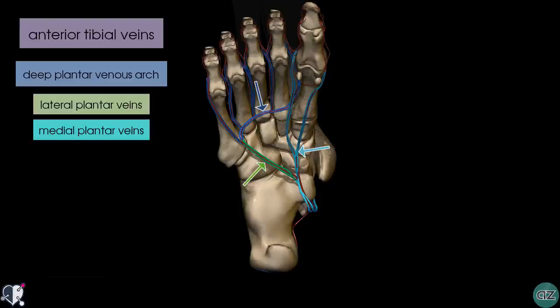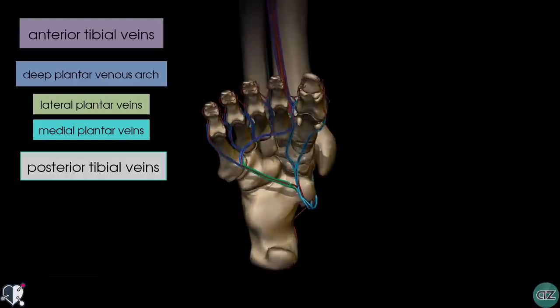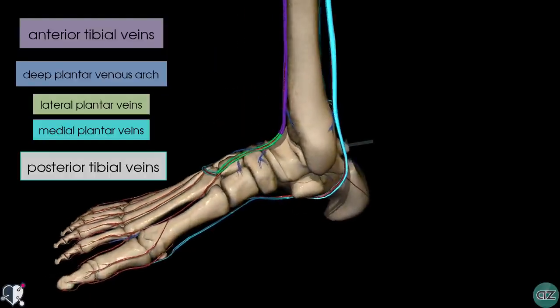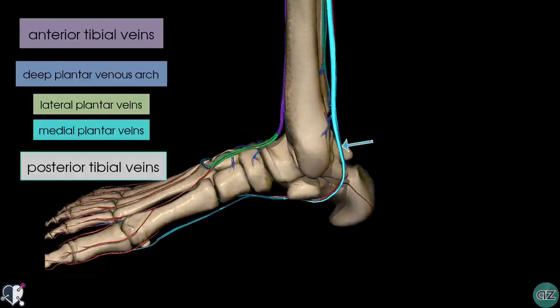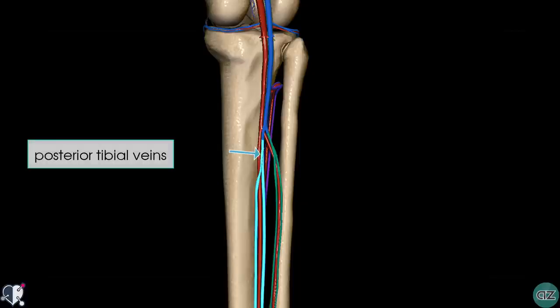These plantar veins then drain into the posterior tibial vein, which you can see runs just behind the medial malleolus and accompanies the posterior tibial artery. I've just brought the model up, so we're now looking at a posterior view of the leg just inferior to the knee joint, and you can see the posterior tibial vein in light blue colour draining into the popliteal vein.